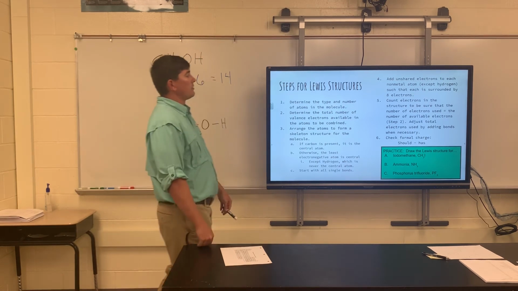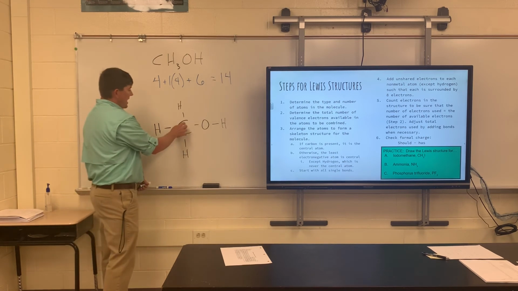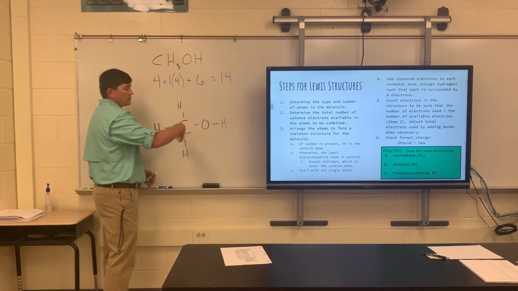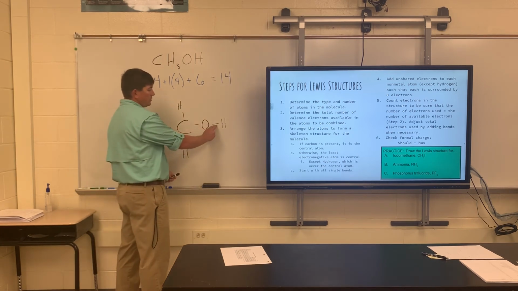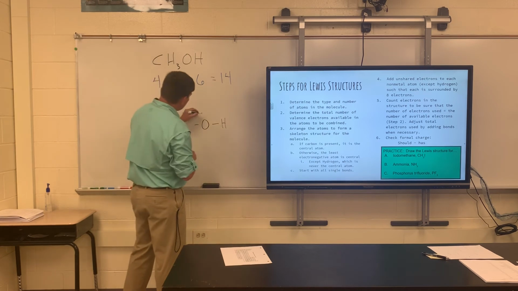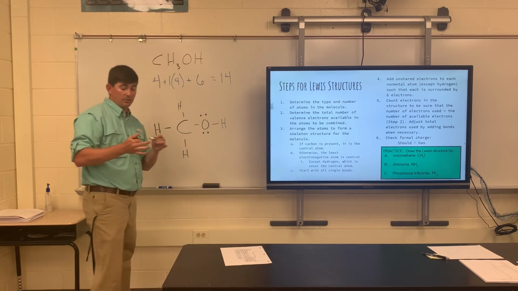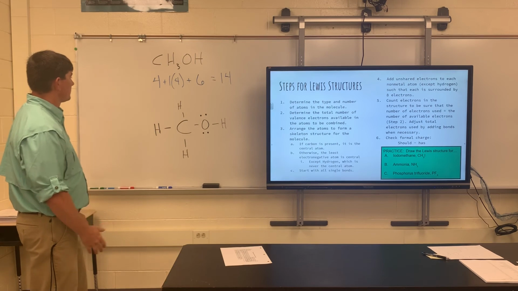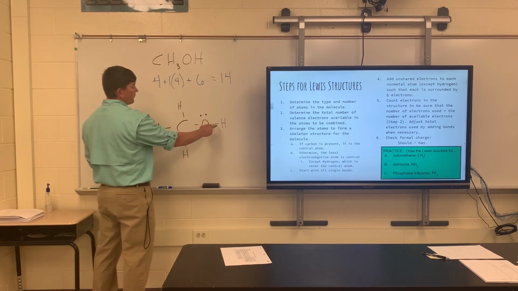Now, step 4, give everybody 8 that don't have 8. So carbon's got 2, 4, 6, 8. It's happy. Hydrogens, they're automatically happy. This oxygen here has got 2, 4. So I need to go 6, 8. Everything's in pairs here with these electrons. 6, 8. Just like so. 2, 4, 6, 8, 10, 12, 14.